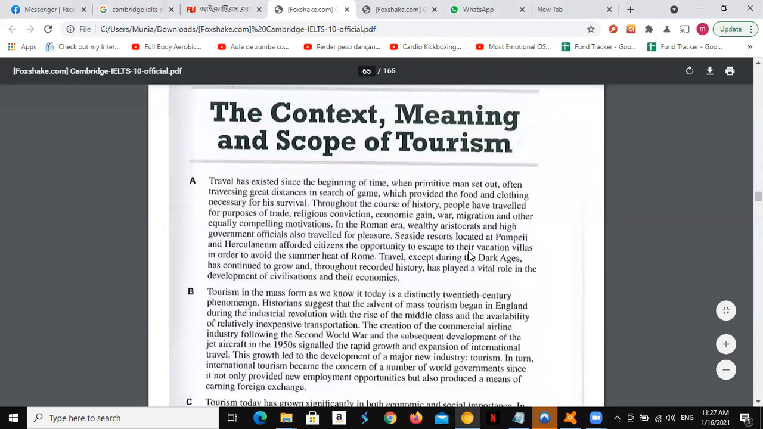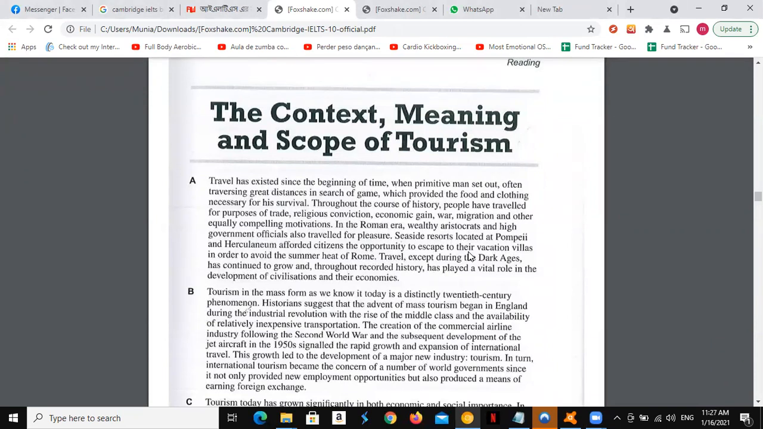That title gives you the direction of what the overall passage is about, the idea of the overall passage. So this passage is about tourism, its context and scope, and its overall meaning. Let's start with paragraph A.